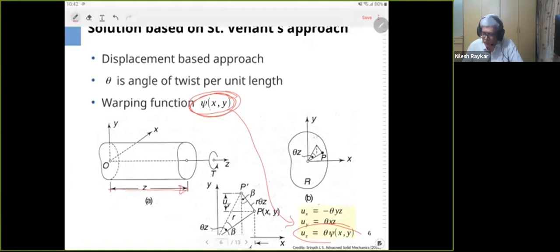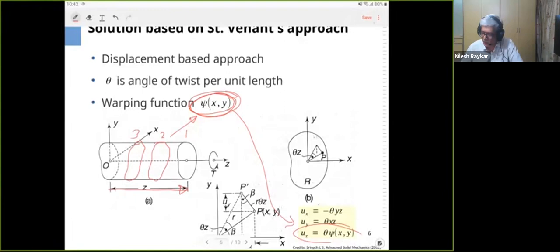So at any point, whatever warping is happening is uniform. At sections 1, 2, 3, all three sections will warp in exactly the same manner, defined by the warping function. That is an assumption and it is true for most practical situations.